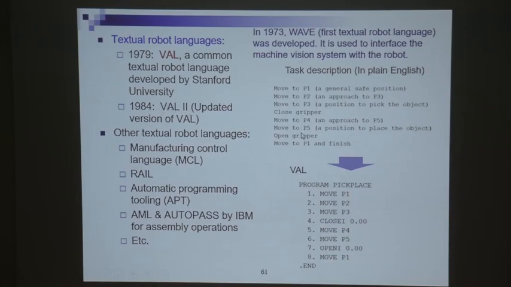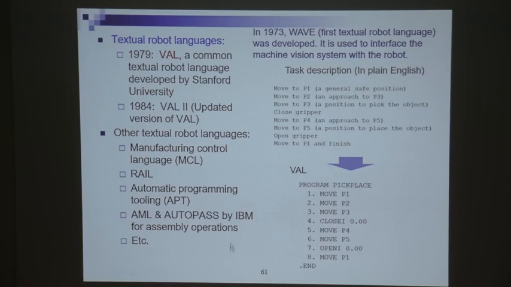If you look at the VAL language, for example, if you have the task description in plain English, move to P1, which is essentially a general safe position. This is a command, and then in VAL itself, you will have move P1, move P2, move P3, and close, and so on. The close refers to closing the gripper. When you look at the VAL language and the task description, you can see that they are very close. So it's easy for you to understand.